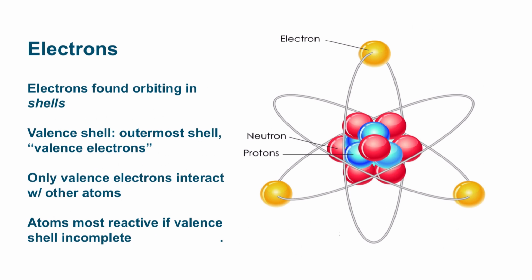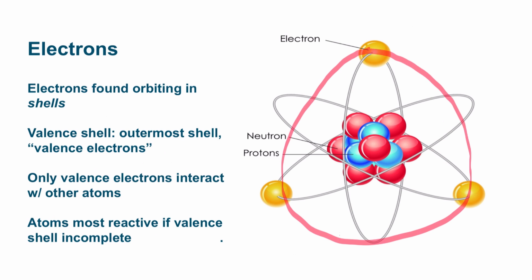So let's look at the electrons here. Electrons are found orbiting in what we call shells around the nucleus of the atom. So here's an example of one shell. The valence shell is the outermost shell, and we call the electrons in this shell the valence electrons. That makes it easy, right?